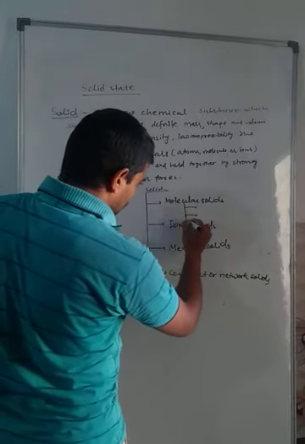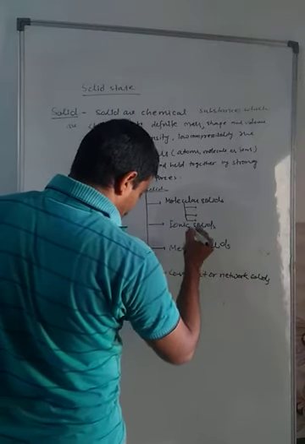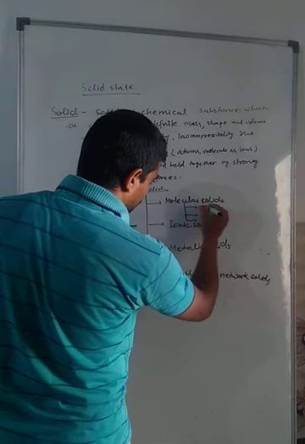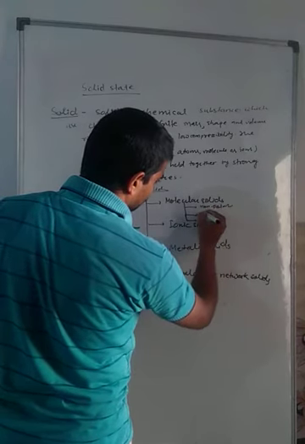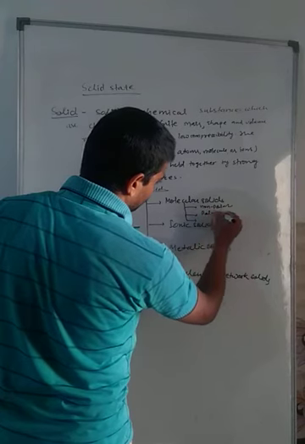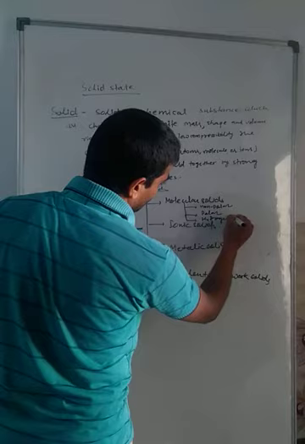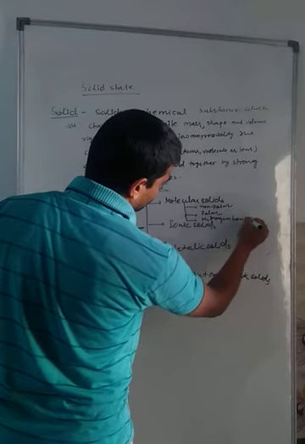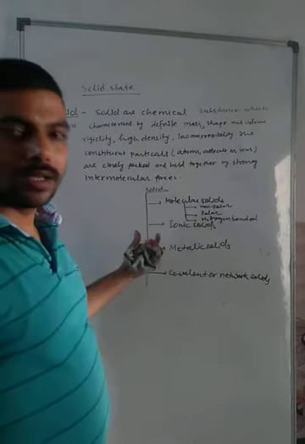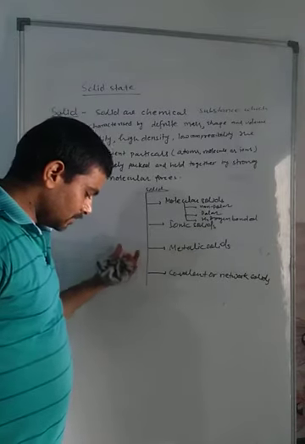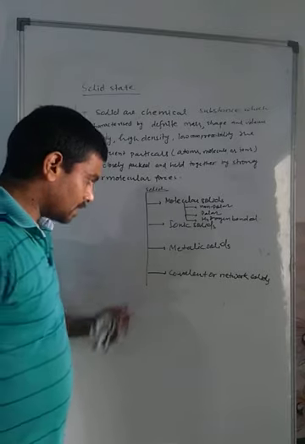Basically these are 3: non-polar, polar and hydrogen bonded. These are the classifications of the different types of solids on the basis of constituent particles.